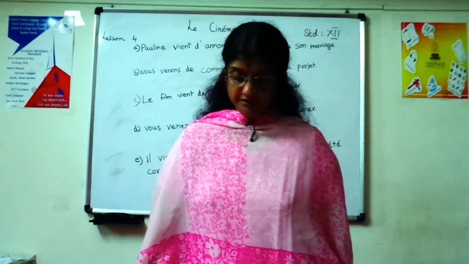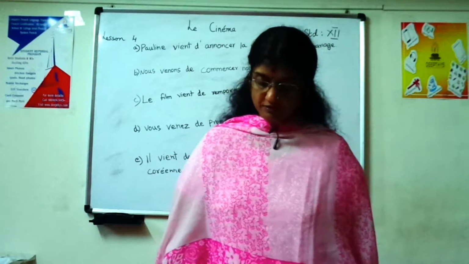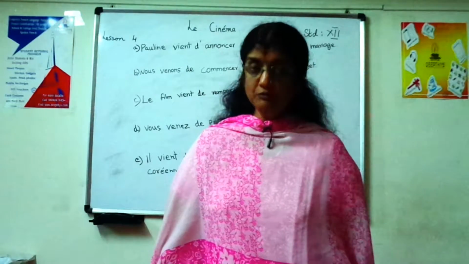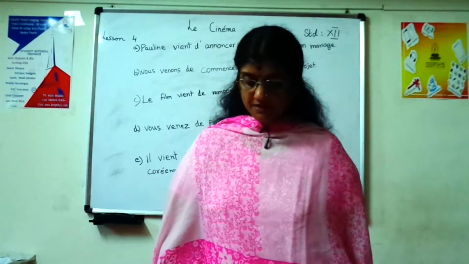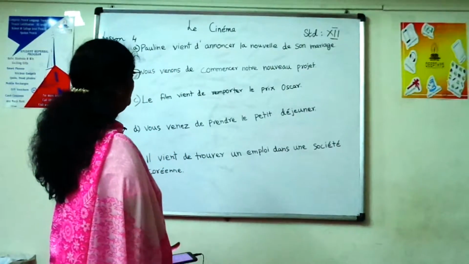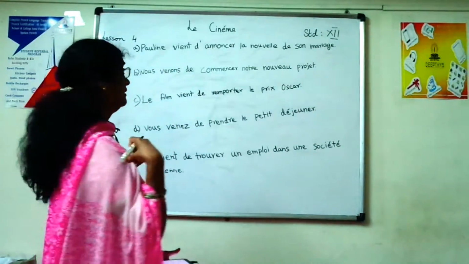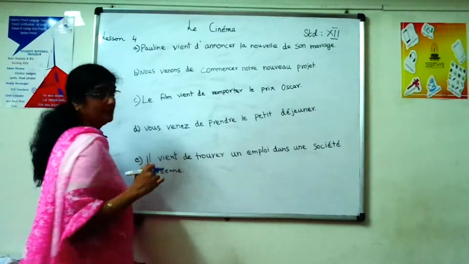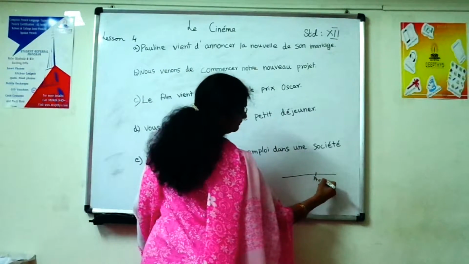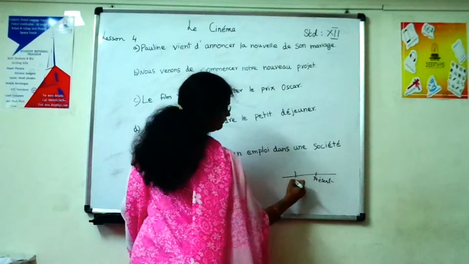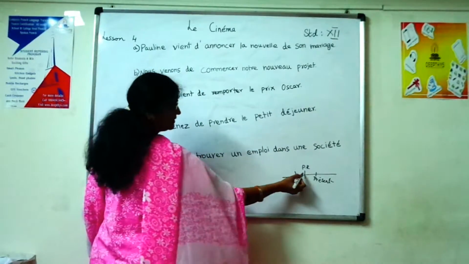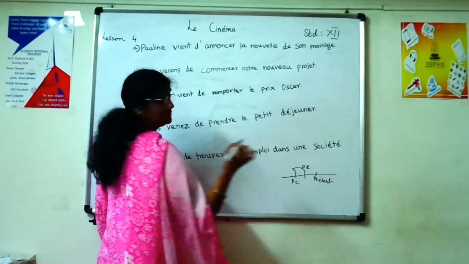Hello, everybody. So we are in lesson 4 and we are doing the grammar part. We are in the fifth exercise, mettez les verbes au passé composé, which means put the sentences in past tense. So I have written the sentences already on the board and now we are going to change these sentences into past tense. Here you can see that the sentence is already in passé récent. I remember telling you all that if this is présent and this is passé composé, this is passé récent. So we are going to change sentences from passé récent to passé composé.